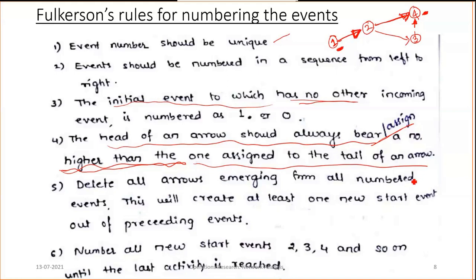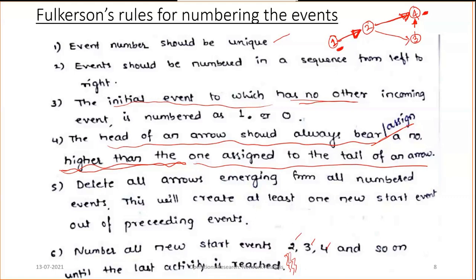This will create at least one new start event out of the preceding events. Last, number all new start events 2, 3, 4, and so on until the last activity is reached. Once you reach the finishing node, you can stop. These are all Fulkerson's rules for numbering the events.